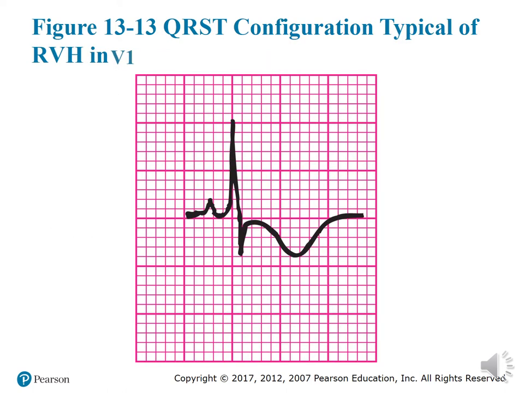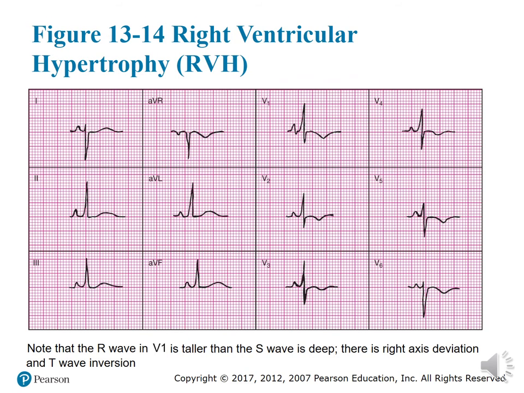All right, so just looking here, baseline, this is your P, there's no Q, so we go straight to the R, and here's your S. Down here, you see that the R is taller than the S. RVH. All right, here, same thing. We see it across the board. Tall R waves. I'm going to look at V1. Here we go.